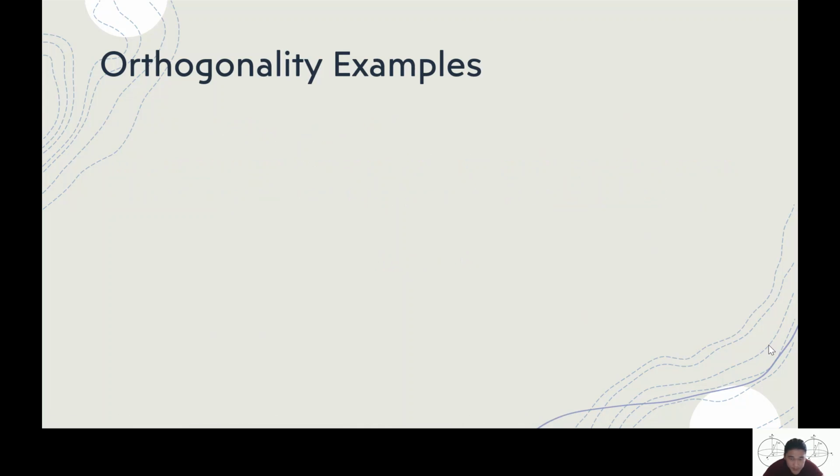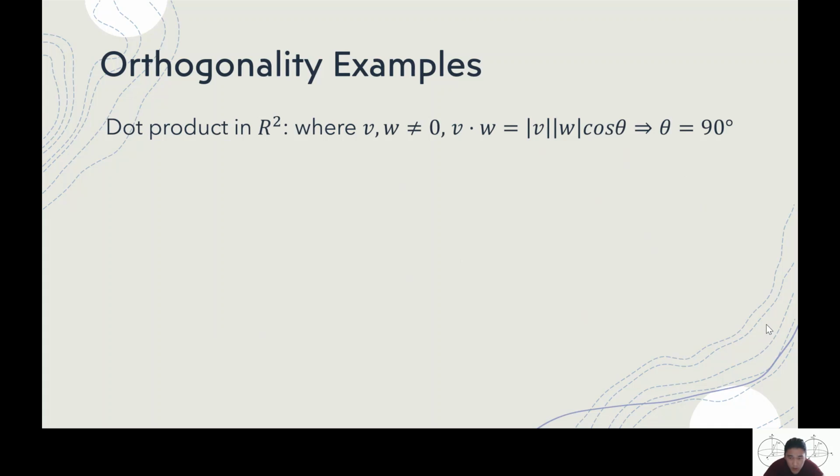Let's look at some examples. Looking at our standard dot product in R2, we know that if the dot product is 0, then the angle theta between the two vectors must be 90, or negative 90. It's pretty much just 90. In fact, this holds true for all Rn where n is finite. Geometrically here we have some v and w just like so, and we'll have some nice perpendicularity.